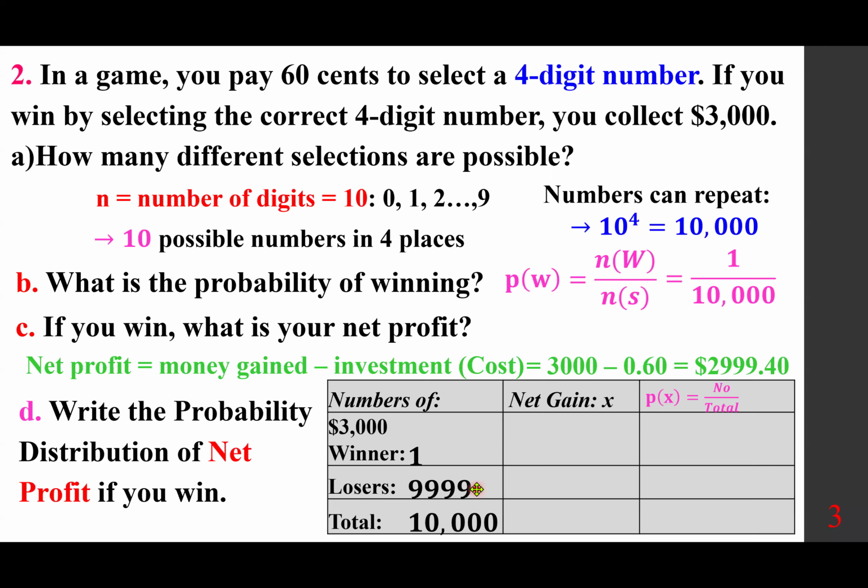Now, the winner gets this much, but the rest who play and do not win, we call them losers, lose the 60 cents that they spent, so negative 0.60. What is the probability here? The number over total. Of course, the first one is 1 over 10,000, or 0.0001. Over here is the rest of it, this number divided by 10,000. And of course, as you can see, they must add up to 1, and they do. So that's the probability distribution table that we made up.